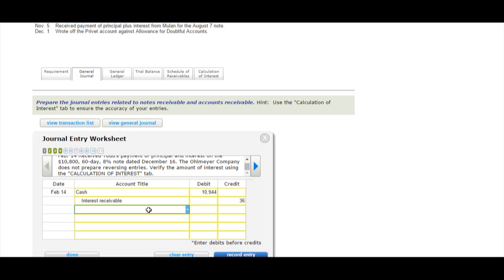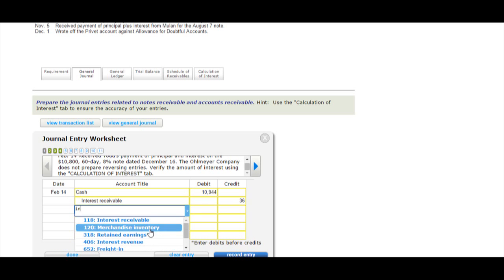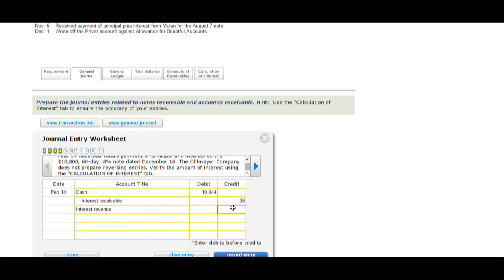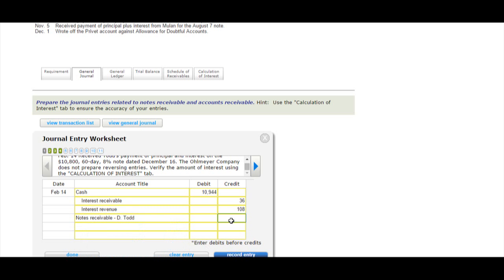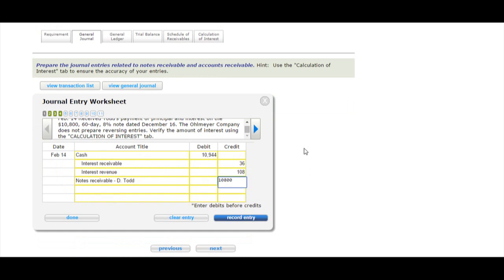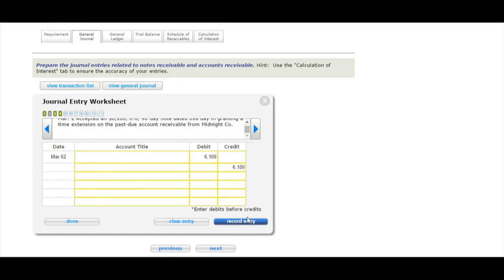10,800 times 8% times 45 over 360 equals 108. Credit that amount and then credit notes receivable for the principal, the $10,800. That was a lot of work.